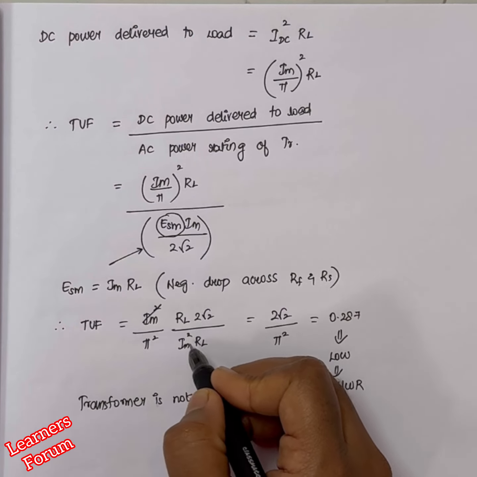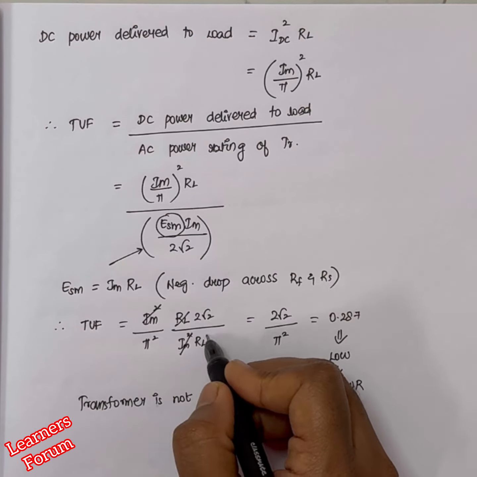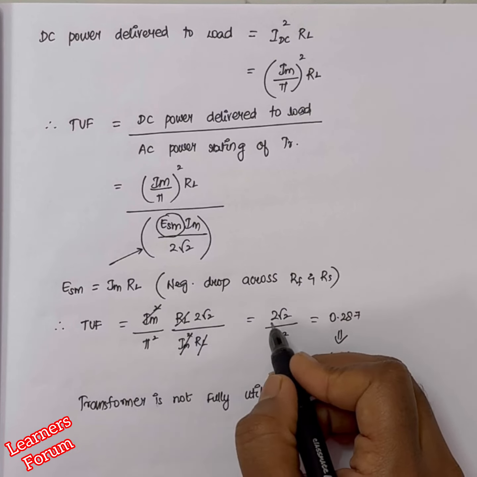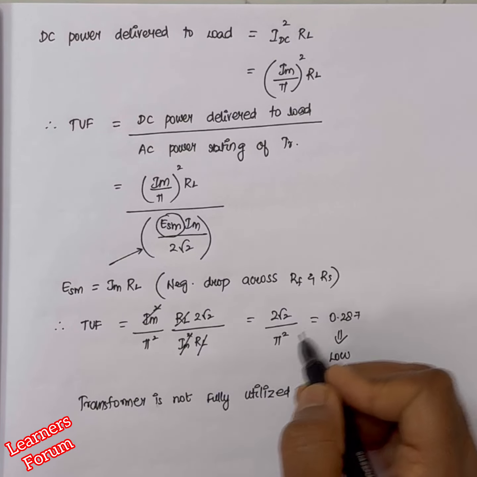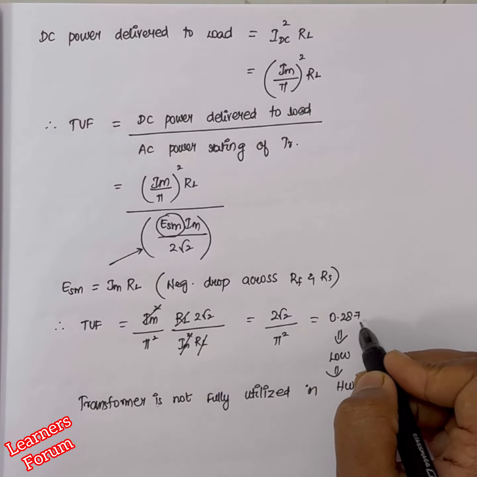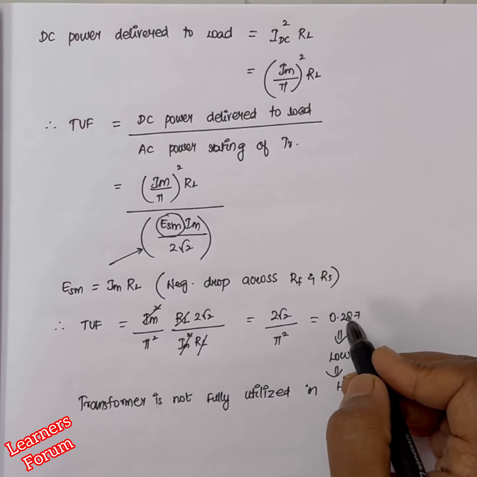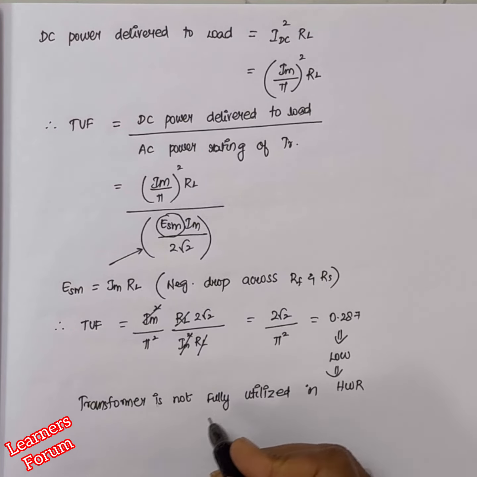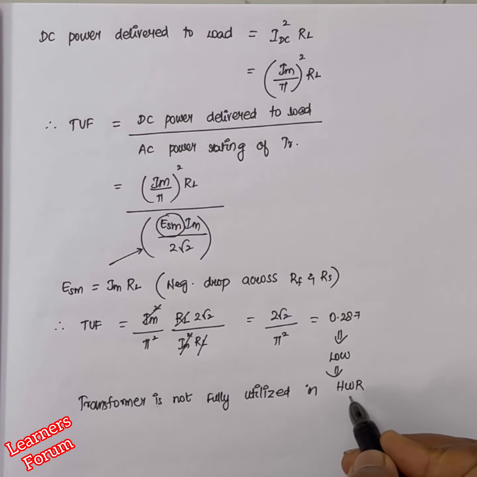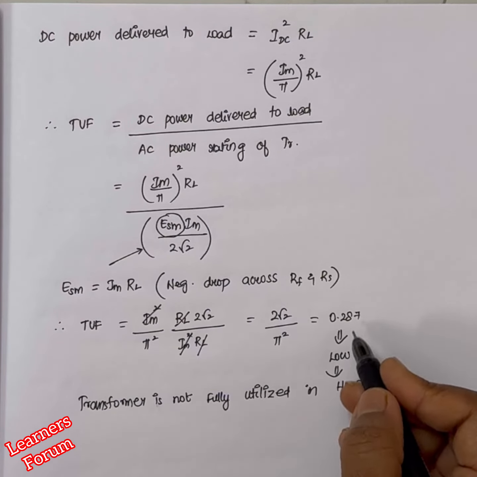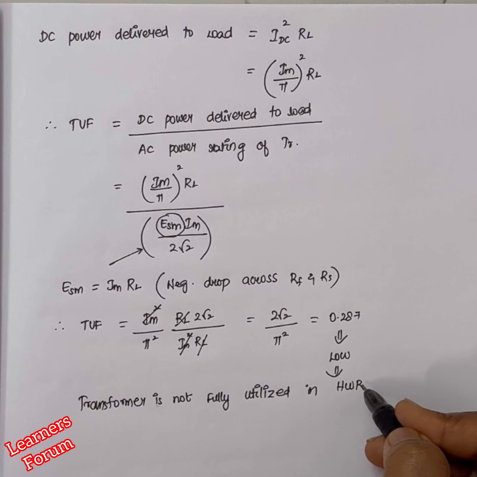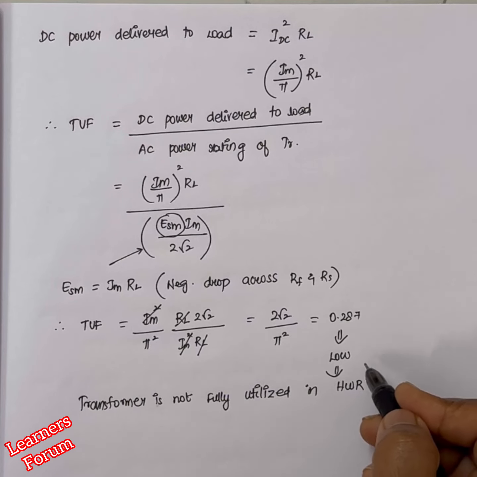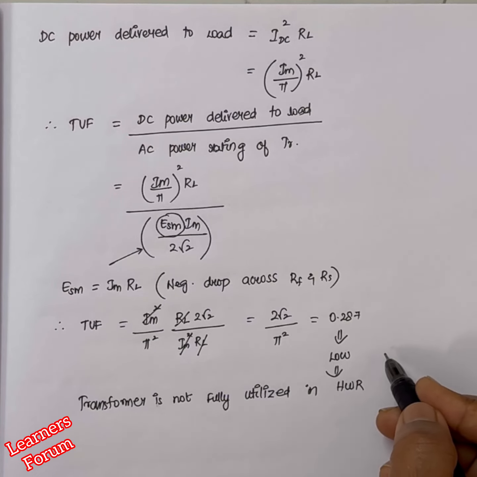So here IM square will get cancelled and RL will get cancelled. The remaining value will be 2 root 2 divided by pi square, which is 0.287. So this value of transformer utilization factor is very low, which means the transformer is not fully utilized in a half wave rectifier. So this is how we can calculate the value of TUF, and you can conclude whether it is completely utilized or partially utilized for the corresponding circuit.